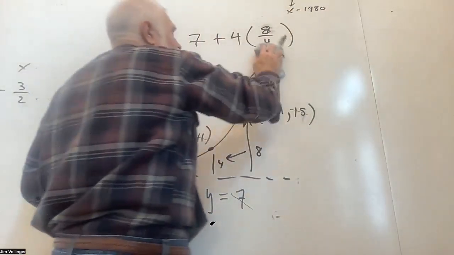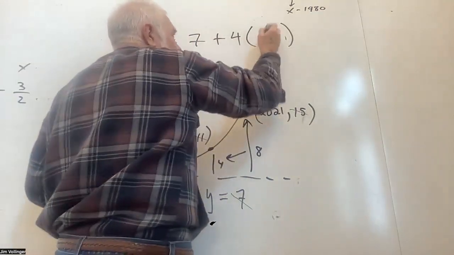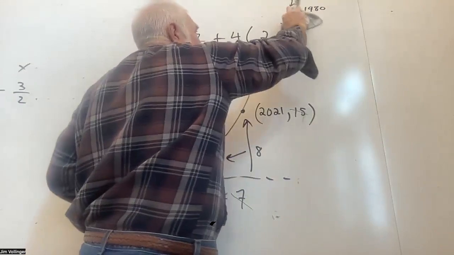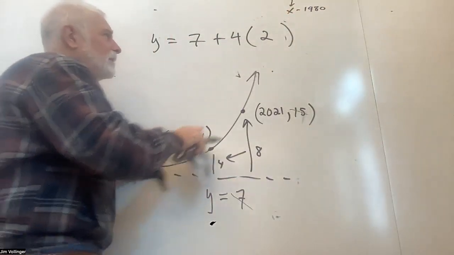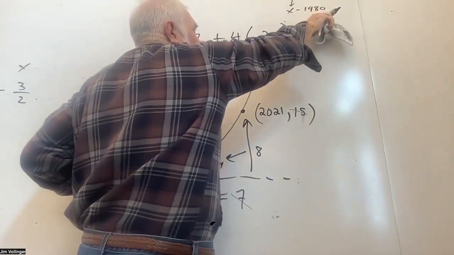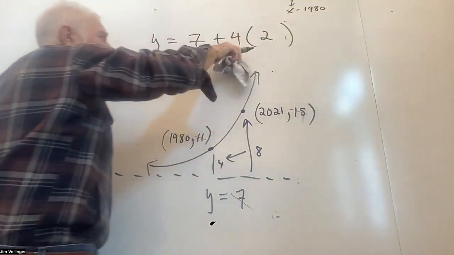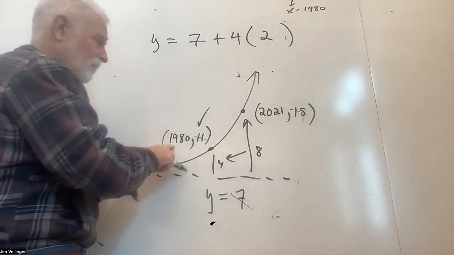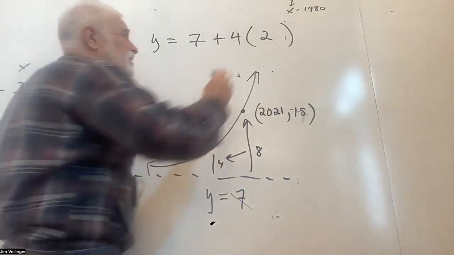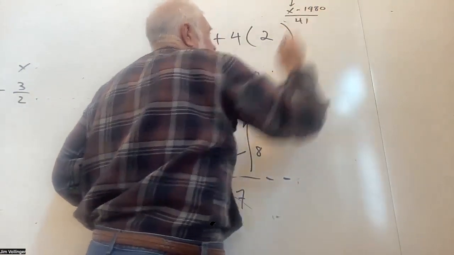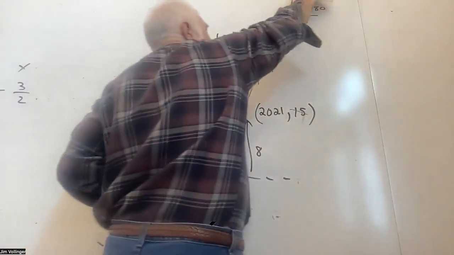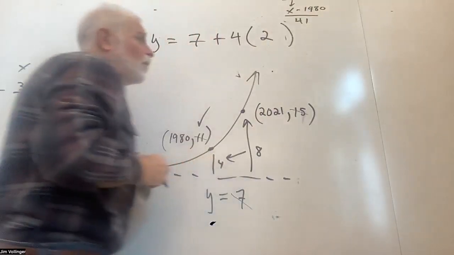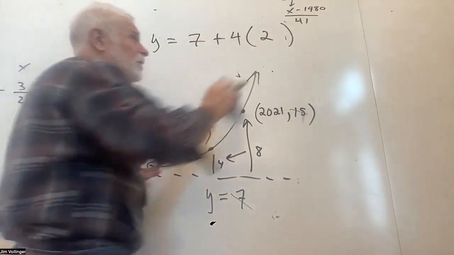Anything to the 0, I'll write 8 over 4 as a 2 now. 2 to the 0 is 1. So I made 1980 become an exponent of 0, and 2 to the 0 is 1, and 1 jump of 4 plus 7 takes me to 11. And then from 1980 to 2021 is a change of 41 years. So if I change my second x to 2021, I get 41. 41 divided by 41 is 1.